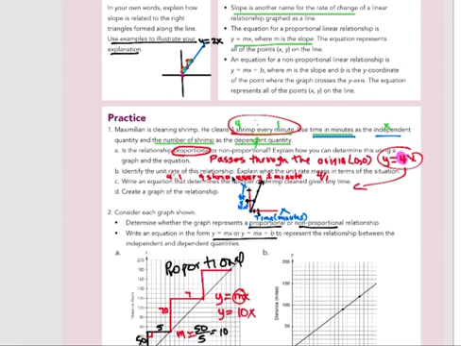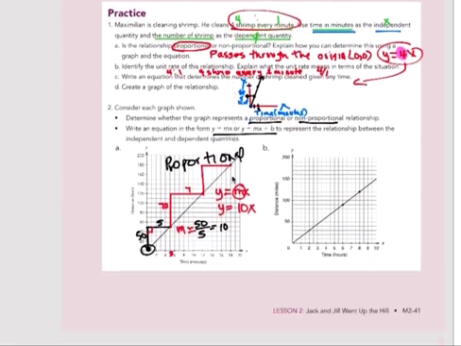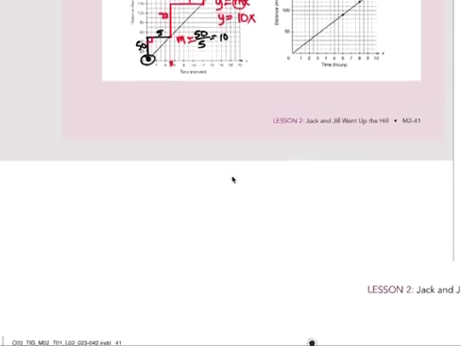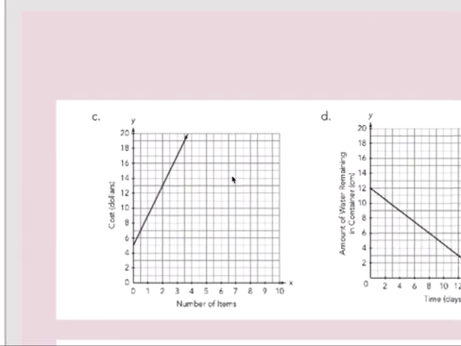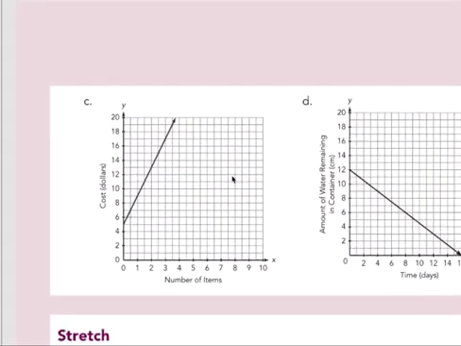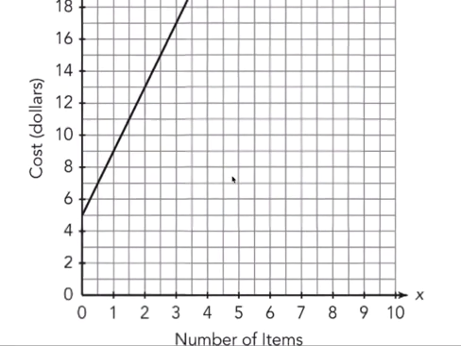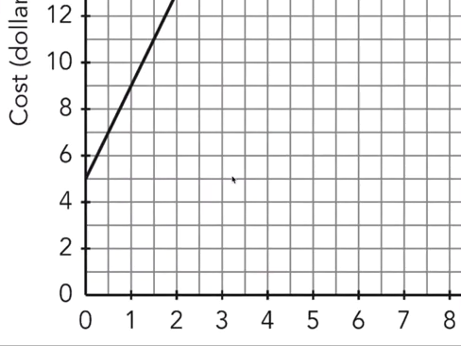Letter C. 1C. Where's, oh, that's this graph here. This is not, it's non-proportional, because it didn't start at the y-intercept. It's not at the origin. It's at 5.